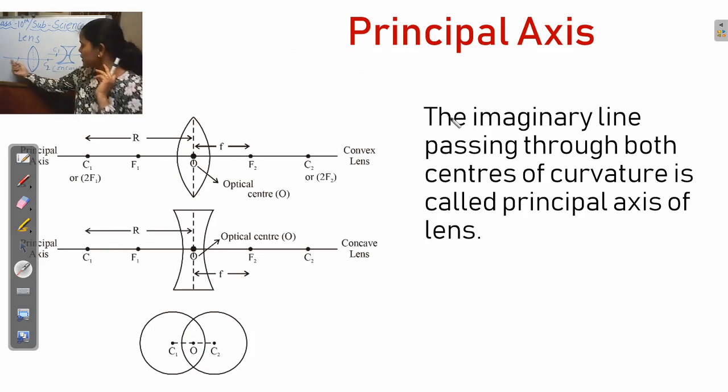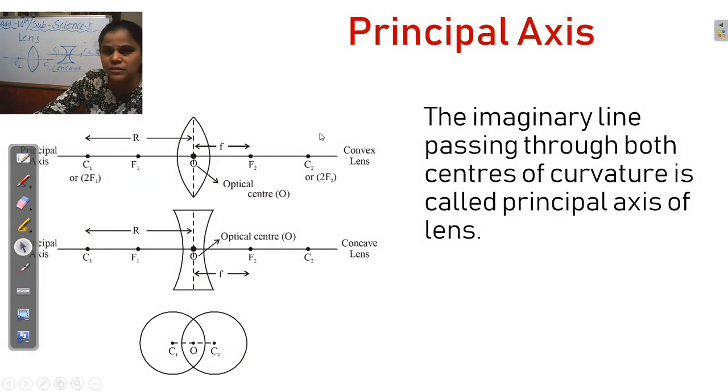Principal axis means this horizontal line, which is called the principal axis for both lenses. It is an imaginary line passing through both centers of curvature. This is the principal axis, and it passes through the centers of curvature C1 and C2.